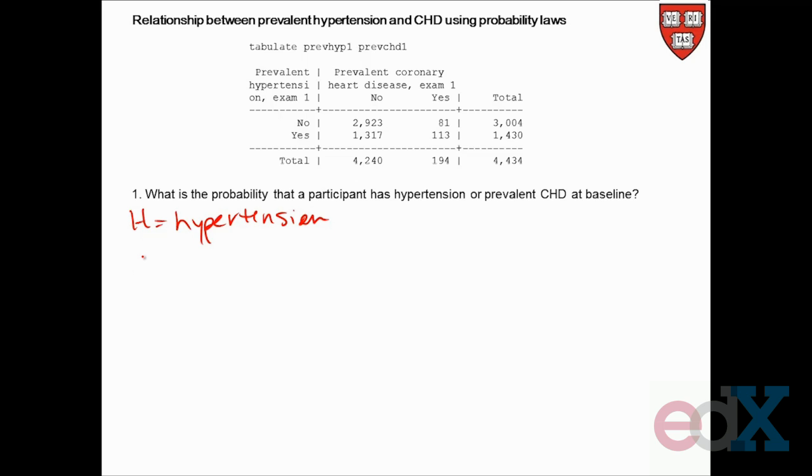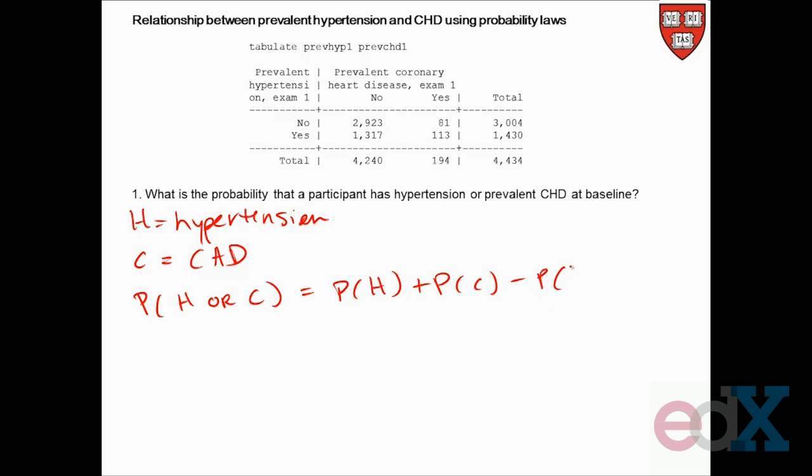So let's define the event H as having hypertension and C as having CHD. And we want to calculate the probability of H or C. We can use the additive law of probability, and we know that this is equal to the probability of H plus the probability of C minus the probability of H and C.